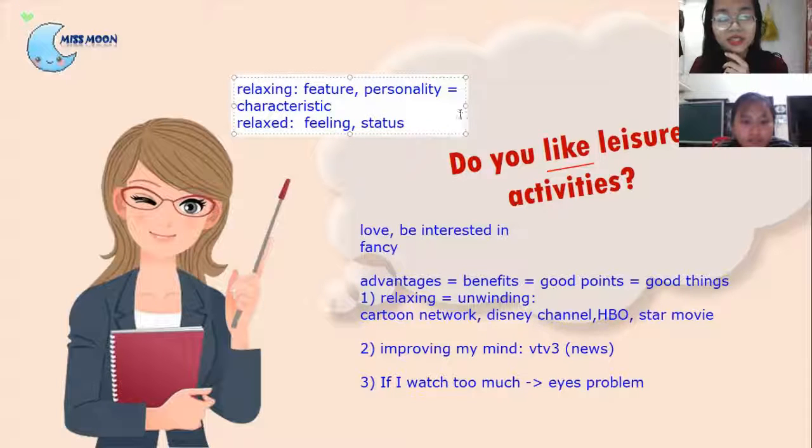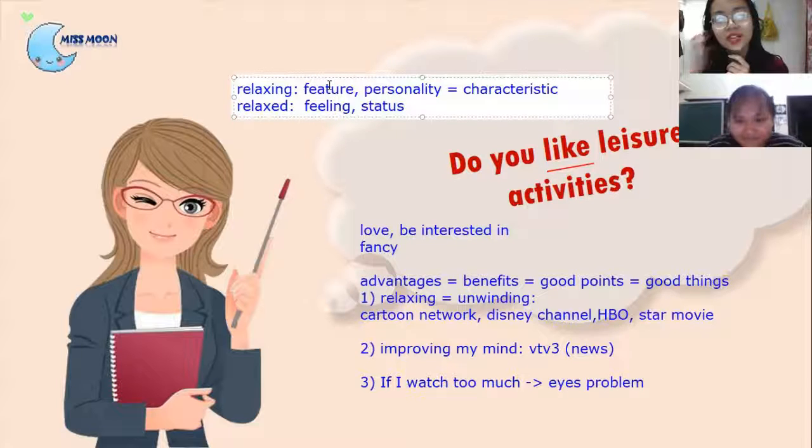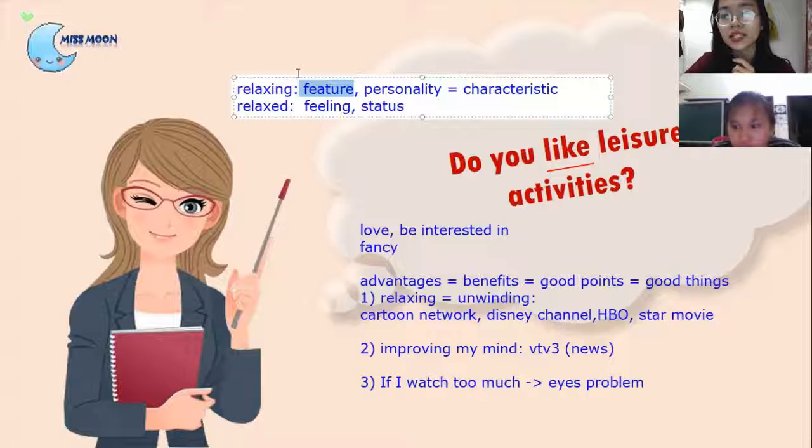Too long, right? So long. Okay, so this one, feature, there's something different here. A feature is a feature of something, the thing. But personality and characteristic are of a person. Feature is of things. Different, huh?